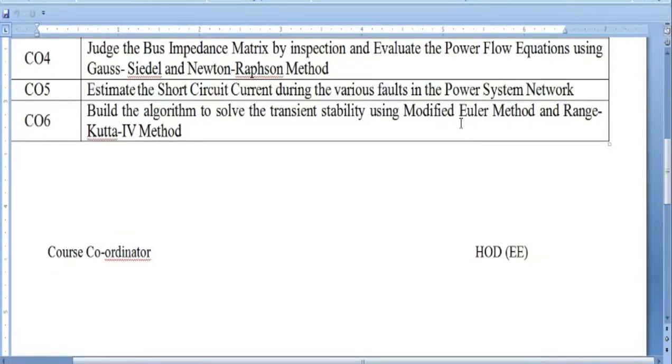So with the help of these numerical techniques, that is the modified Euler method and the Runge-Kutta 4 method, we are going to build the algorithm to solve the transient stability problem using these two techniques.